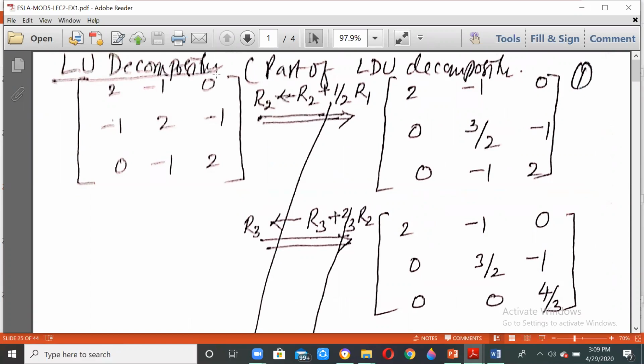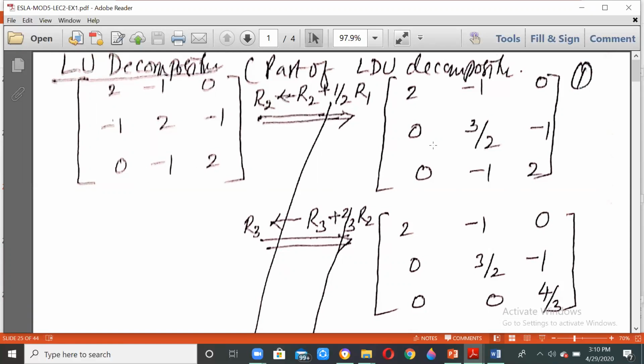So here you have a matrix 2, -1, 0, -1, 2, -1. So how do we do the LU decomposition, which might be part of the LDU decomposition? Here we want this value to be equal to 0. For this, we need to multiply R1 with half and add it to R2 itself. R2 should be added with the multiplication of R1 with half, and that is what we have written over here.